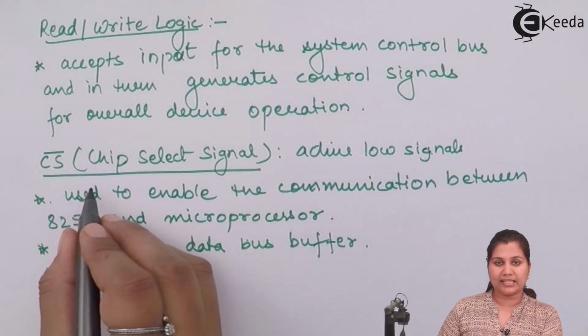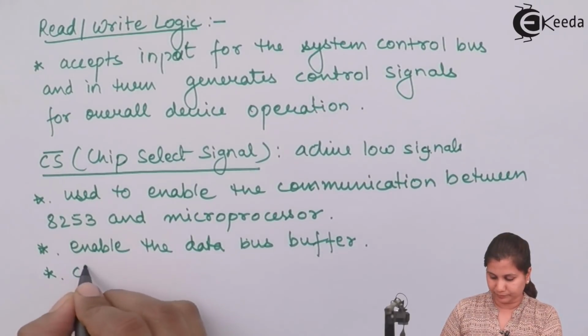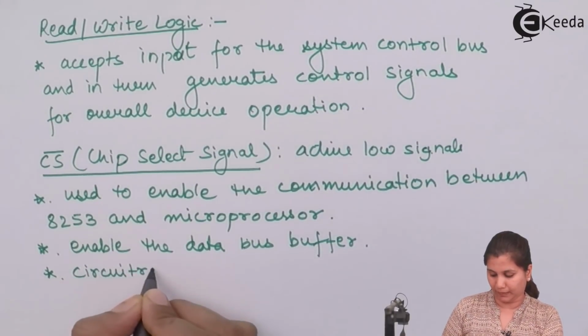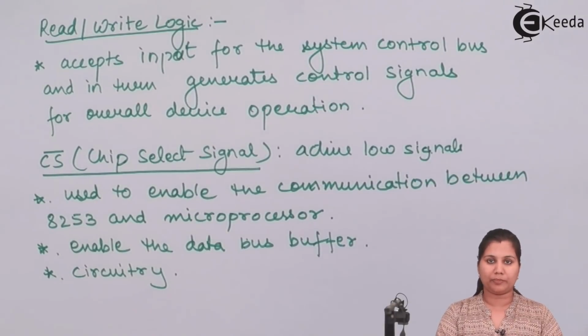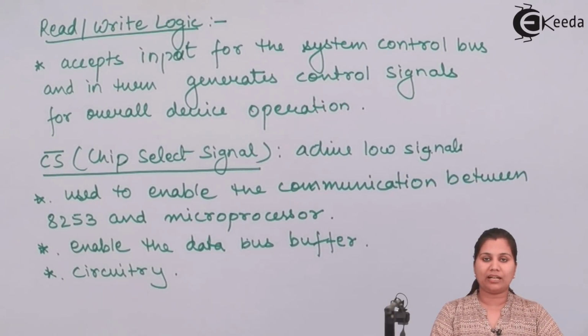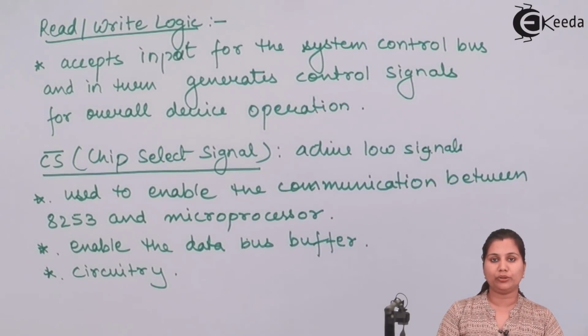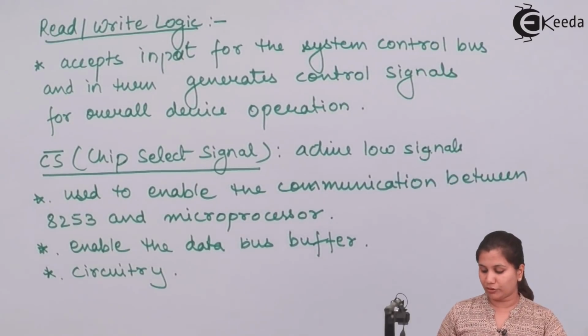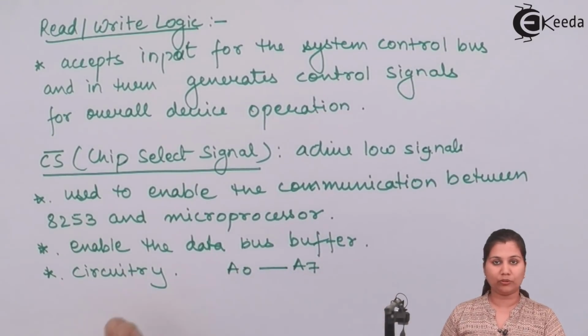Now this chip select signal is decided by some circuitry. Because the 8253 is connected as a peripheral device to the microprocessor, the peripheral device will have an 8-bit address. For this 8-bit address, they are going to use 8 address lines of the microprocessor, like A0 to A7. These are the address lines which will be used for addressing the 8253 chip.